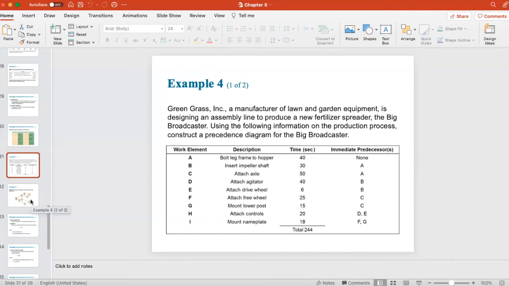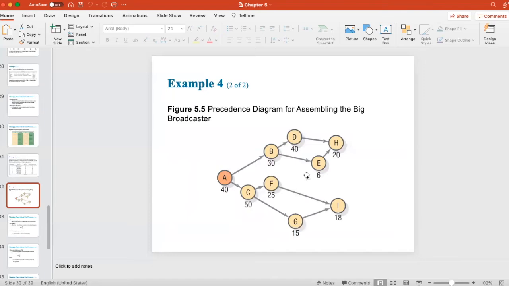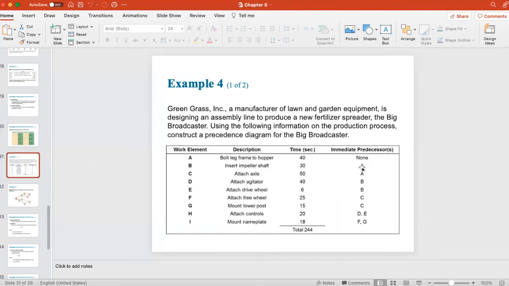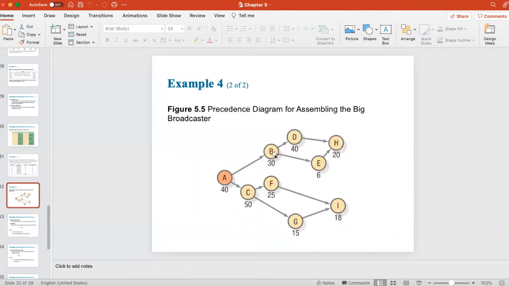That's why here, if we plot out the corresponding diagram showing here, we start from building up work element A, right? And then we have an arrow to work element B and also work element C, because work element A is the immediate predecessor for both work element B and work element C, which is showing here. For work element D and E, we know that the immediate predecessor is work element B, showing here, right? That's why you see both D and E are after B.